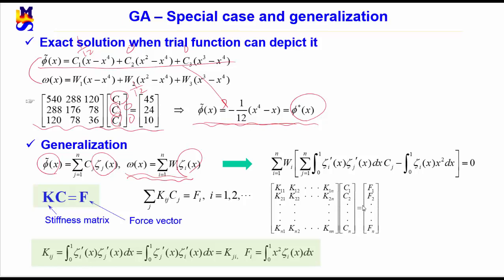All the coefficients for the approximated weighting function should be arbitrary, and thus we obtain an identity equation with respect to the coefficient, like here. Therefore, this term for any i should be 0, and we formulate n linear equations for n unknown constants. The linear equations are usually expressed in a matrix form like this, by a stiffness matrix and a force vector, which are defined by these relations.